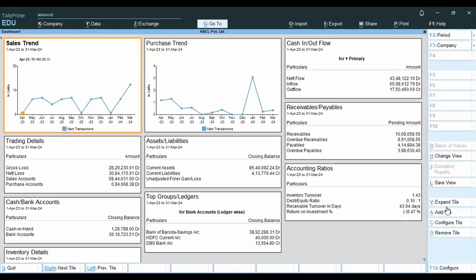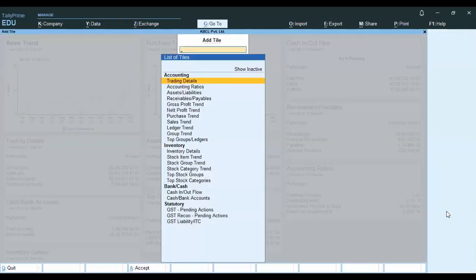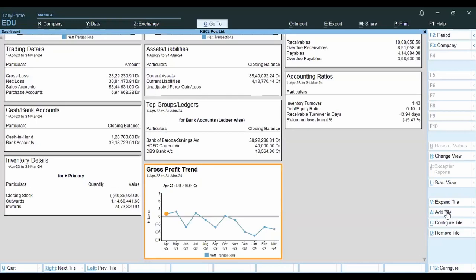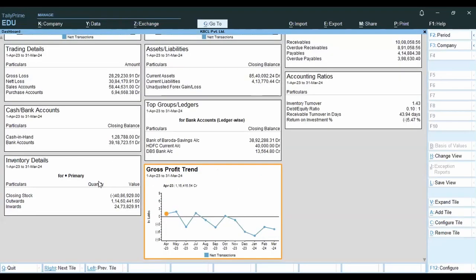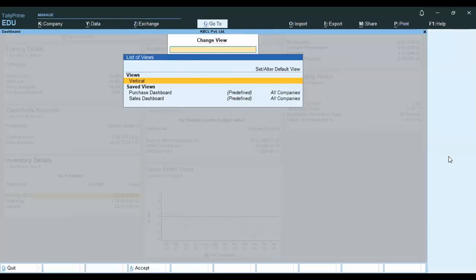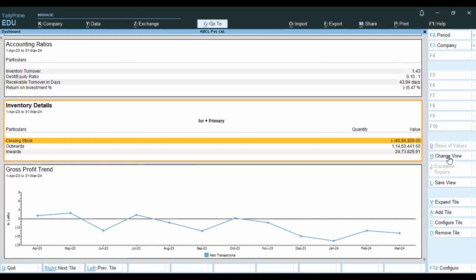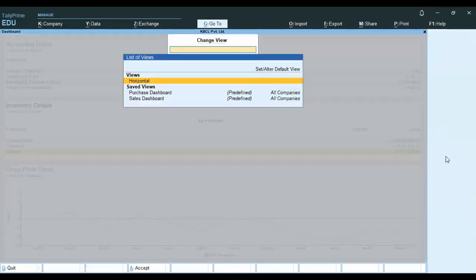And if I want to add a tile, I can add any sort of tile, like gross profit trend. And you can see that gross profit trend tile has been added. If you want to expand tiles, then Tally will expand the tile. See, you can see the tile in detail, that this is how the fluctuation is going on. If you want to change view, like I want to change view of this inventory, I want vertical. So this is how vertical it will come in.